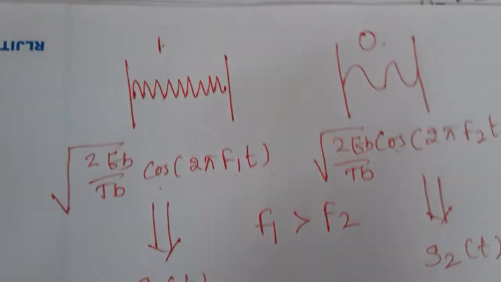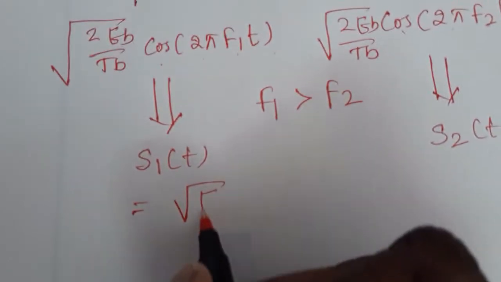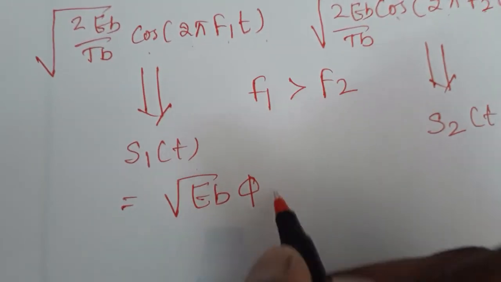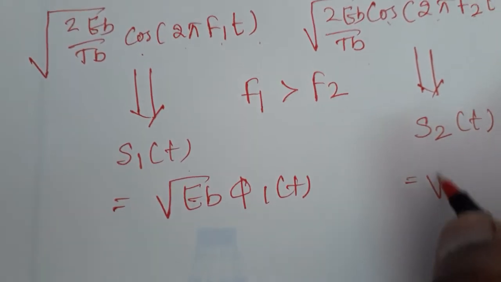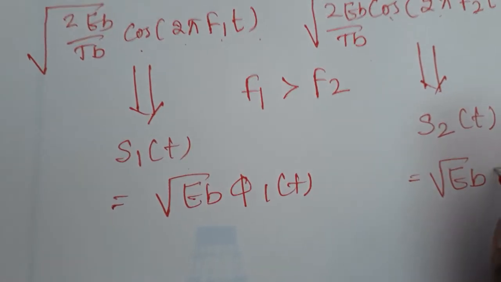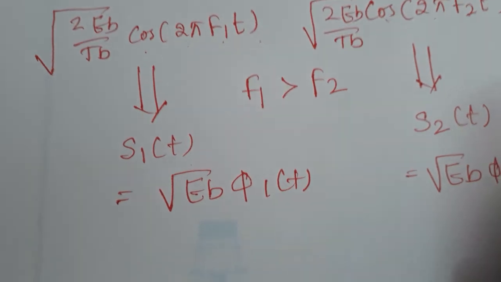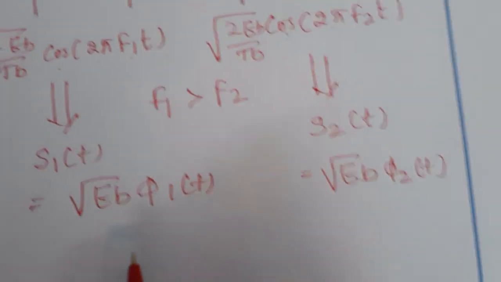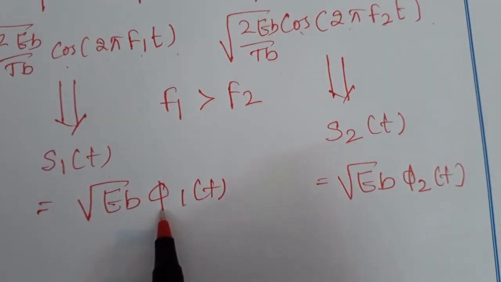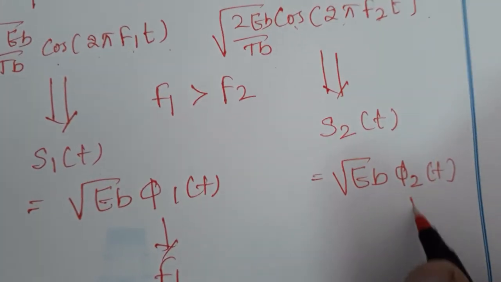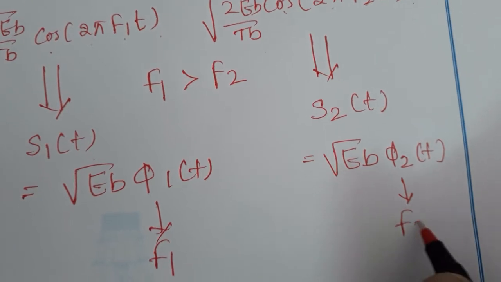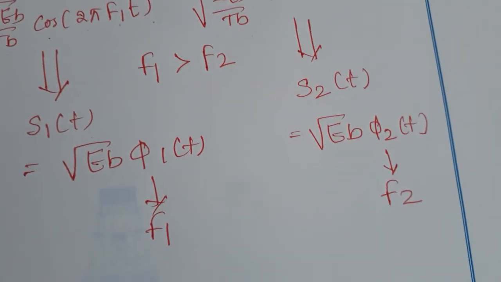Now I am going for the next part. I am saying that S1 of t is root EB into phi 1 of t. And S2 of t is equal to root EB into phi 2 of t. The only thing you have to remember is phi 1 of t: the carrier frequency is f1. Phi 2 of t: the carrier frequency is f2.